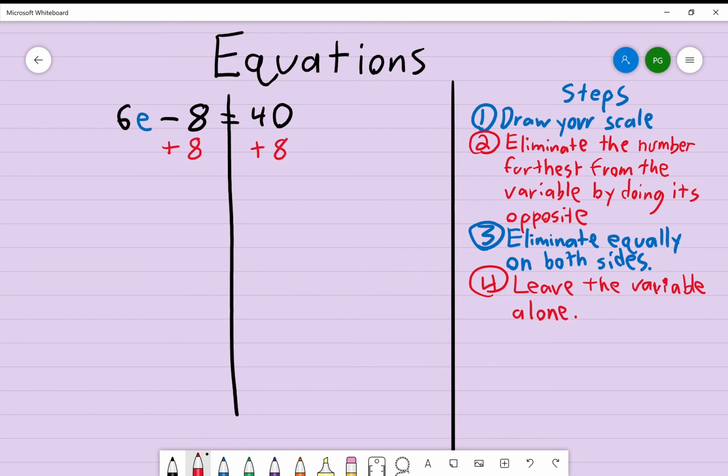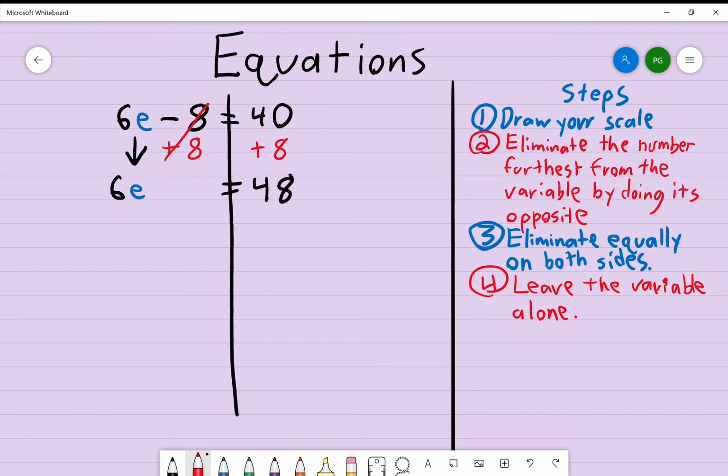Negative 8 plus 8 are opposites. They equal 0. That cancels out. So let's bring down the 6e, which I haven't touched, so it stayed the same. Negative 8 plus 8 is 0. I don't have to write that down. Let me bring down the equal sign, and 40 plus 8 is 48.